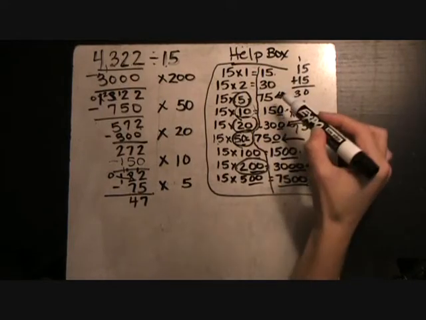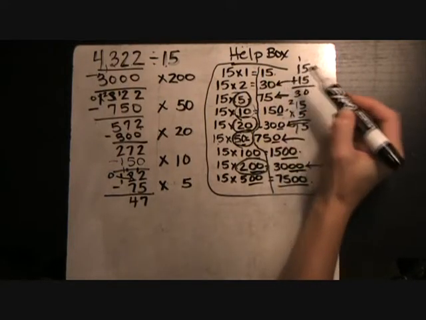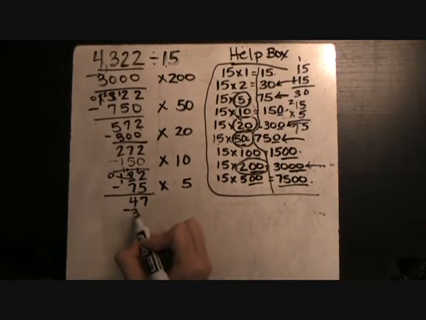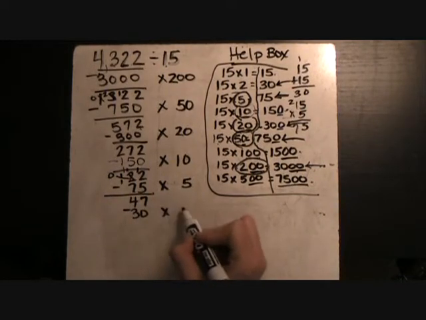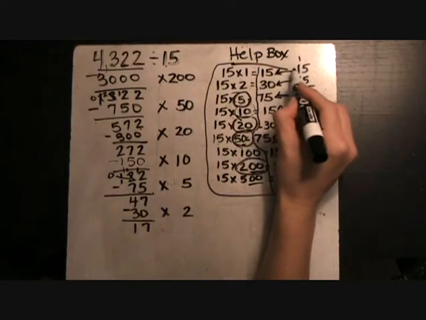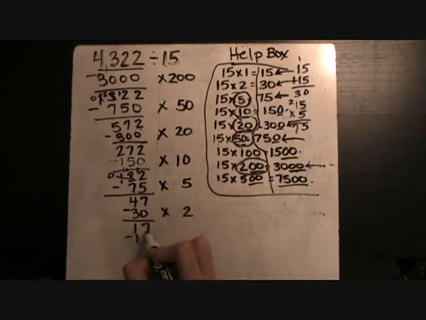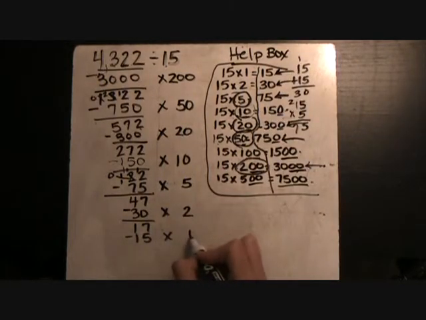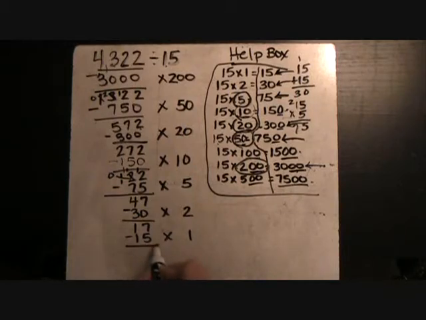I cannot subtract 75, but I can subtract a 30. So I'm going to come over and say minus 30. And 15 times 2 gave me 30. So I write times 2 and now subtract. 7 minus 0 is 7. 4 minus 3 is 1. Looking at your products, I can subtract a 15. So minus 15, and 15 times 1 gave me 15. So I'm going to write times 1, and then I subtract. 7 minus 5 is 2.